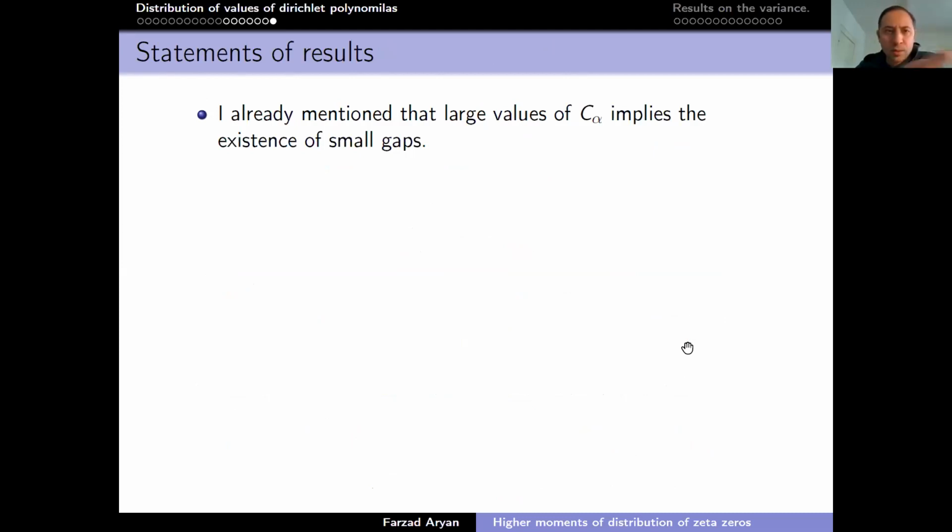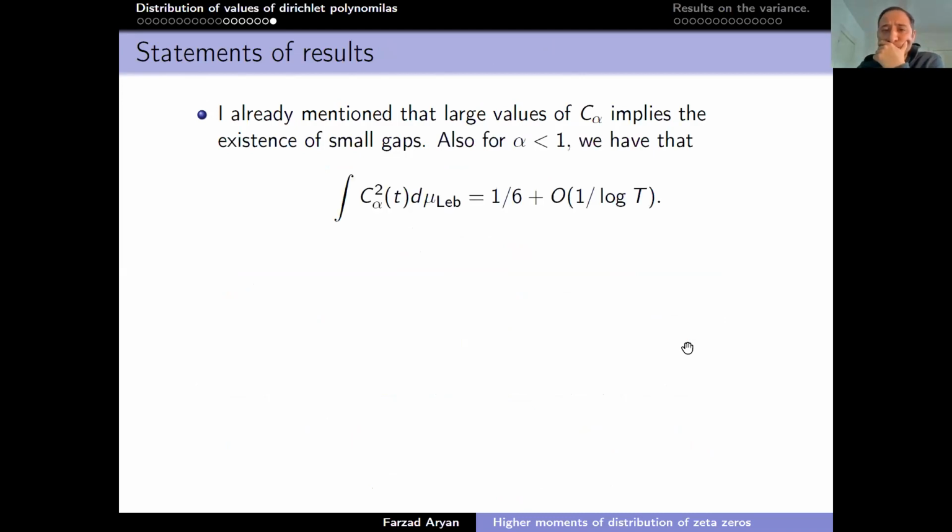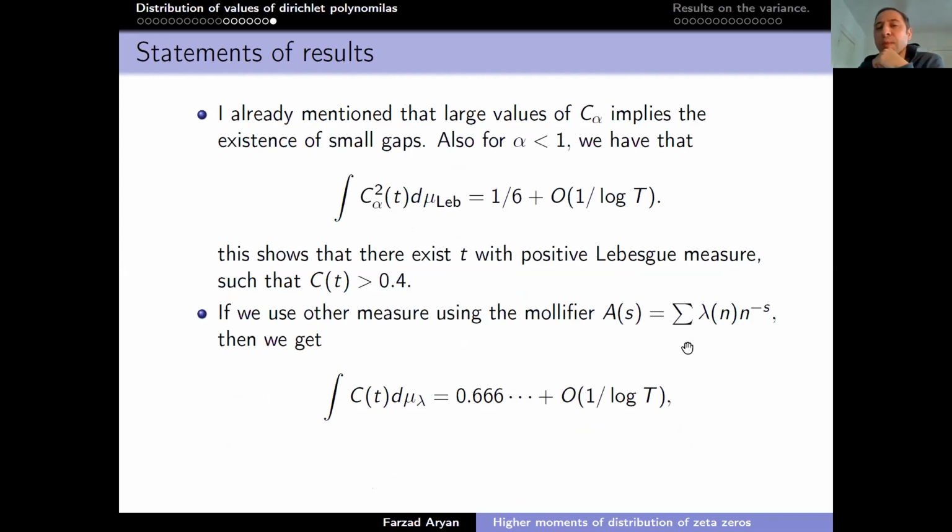So, as I said, C alpha tells us a lot about the distribution of zeros of the Riemann zeta function. For alpha equal 1, I can look at the variance of it. This is possible to calculate with respect to Lebesgue measure. It gives you 1/6. Keep in mind that my dream would be to prove C of t is bigger than 1. Now, with this estimate from the variance, I can find t such that, with positive Lebesgue measure, C of t is bigger than 0.4.